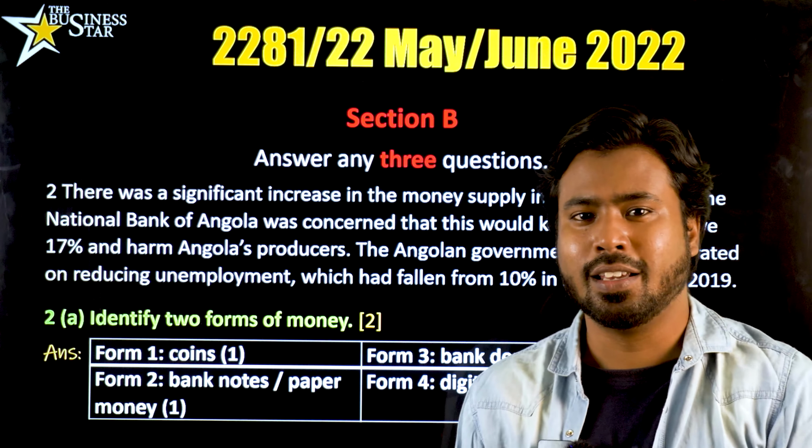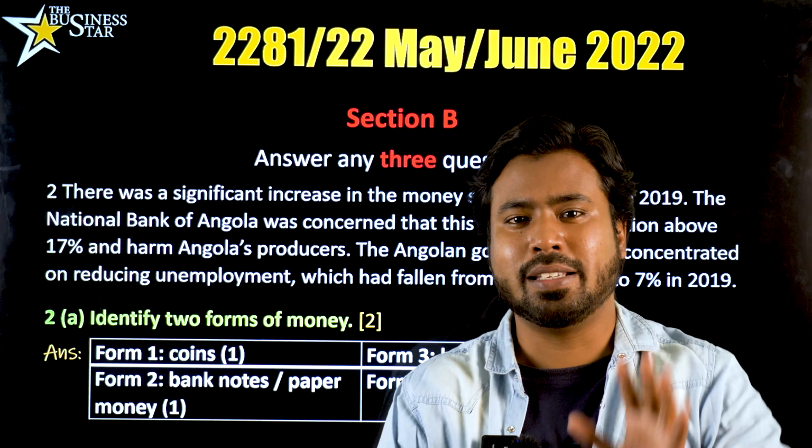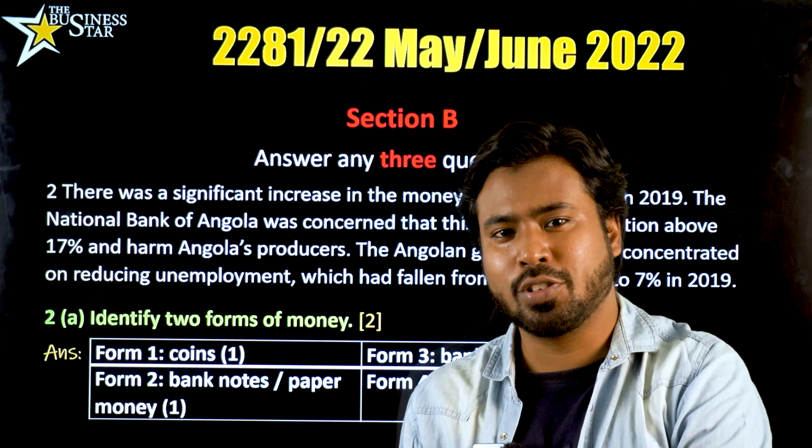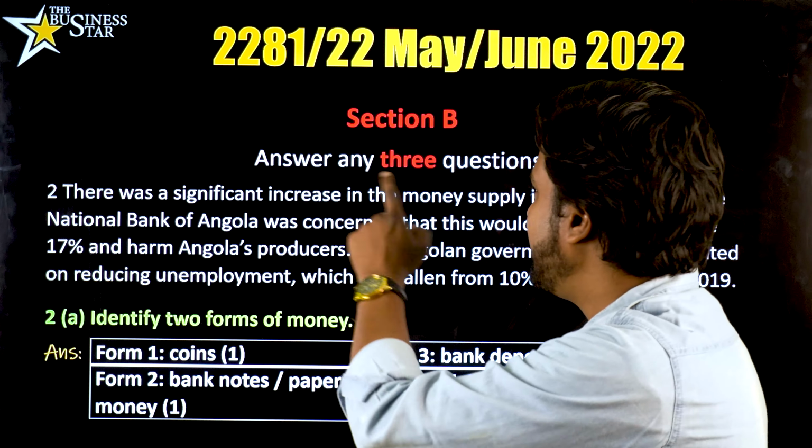Before we start section B, you have to remember in section B there are basically 5 questions, and within these 5 questions you have to answer any 3. Okay, answer any 3 questions.